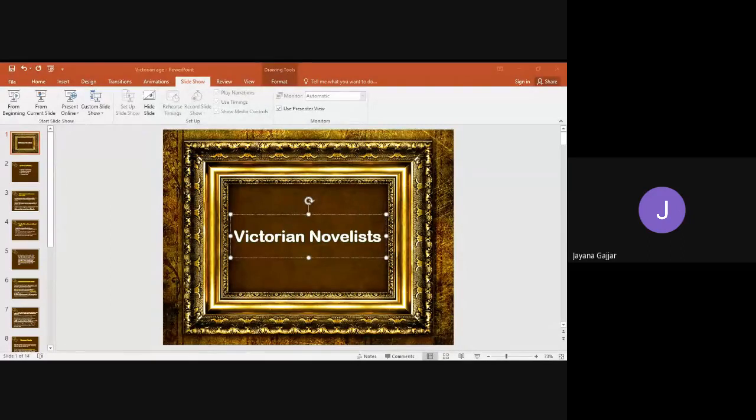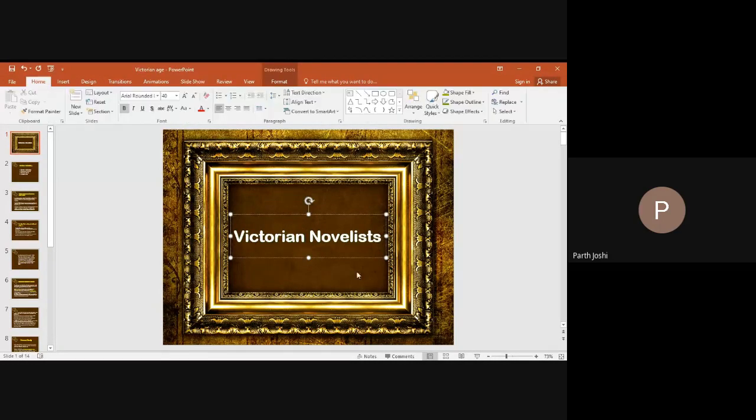Now, do you have the full screen? Not yet. Ma'am, on your Google Meet screen, when you click on share screen, just select the tab option.